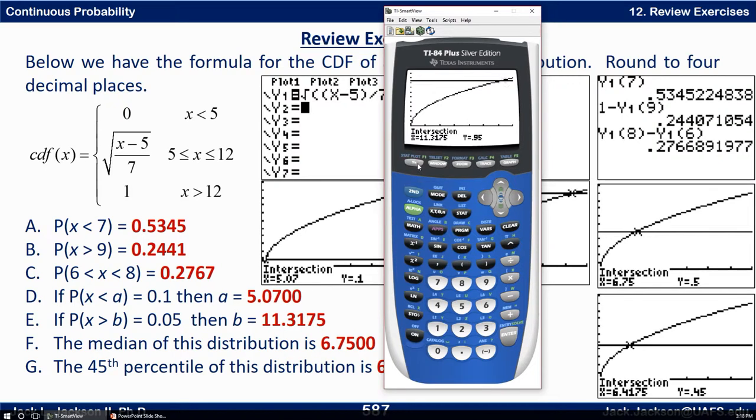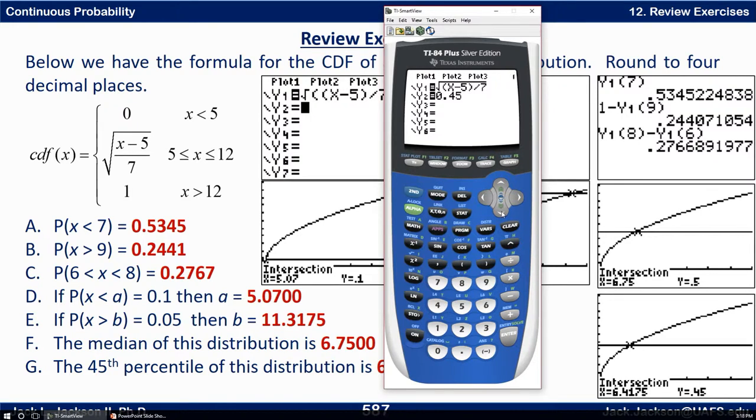Now the median is the same kind of problem. It's an inverse problem, but we know the probability to the left is 0.5. So otherwise it works exactly the same way. We want to calculate the intersection of that CDF curve with the line at y equals 0.5. So enter, enter, and there's our guess. 6.75 is the median.